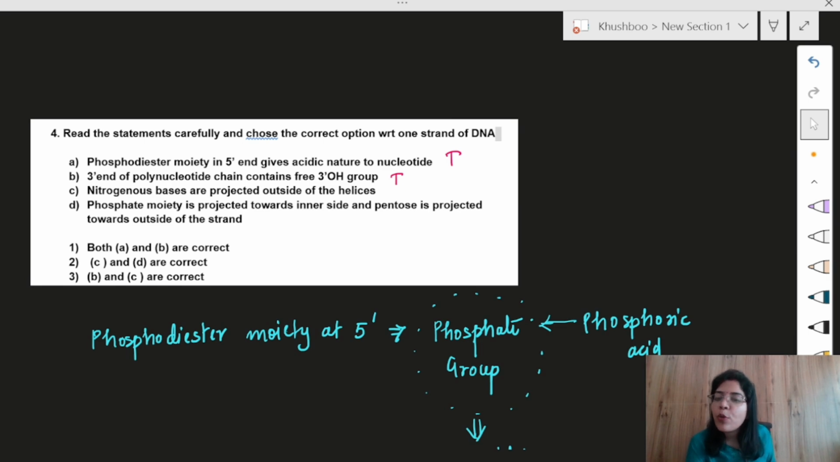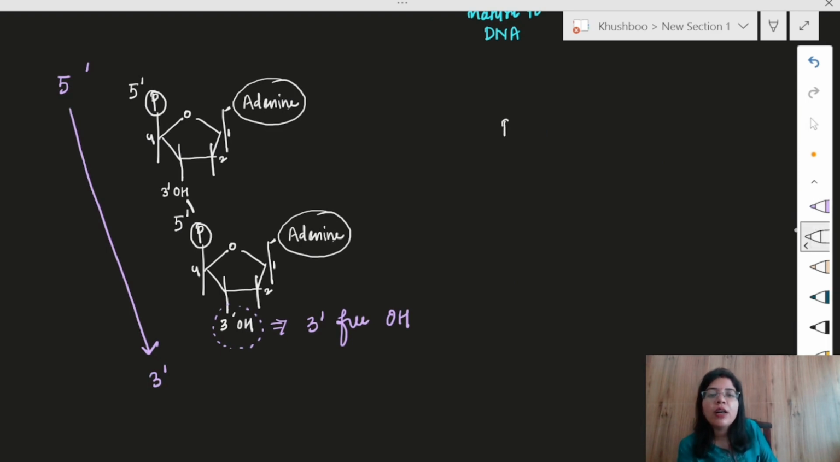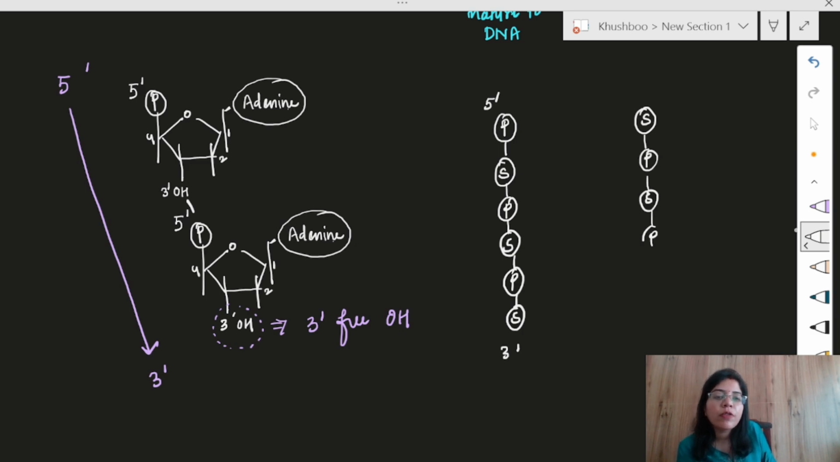Now, nitrogenous bases are projected towards the outside of the DNA helix. No, right? It is absolutely wrong. If I draw a very simple diagram, you have phosphate and sugar like this. This is our 5' end, this is our 3' end. And here you have sugar and phosphate like this. This is the 5' end, and this will have the 3' OH which is present there. And the bases will be projected like this.